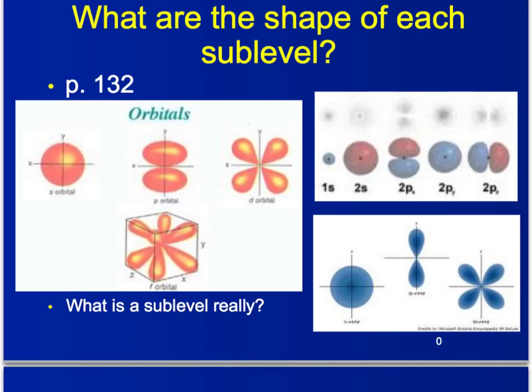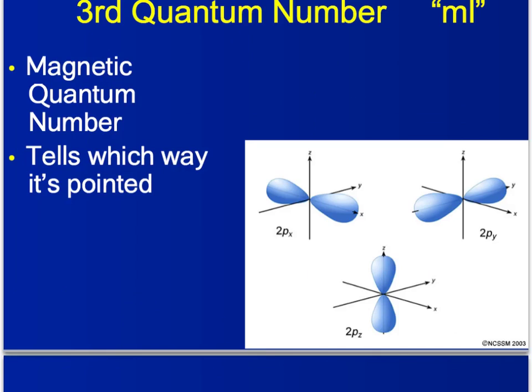This slide is just an overview of the different levels and the shapes that they are. So the s again is circular, p's are dumbbell, d's are double dumbbell, f's are even crazier. But the idea here is, what is a sublevel really? Remember, a sublevel is just a more specific location where we have the probability of finding an electron.